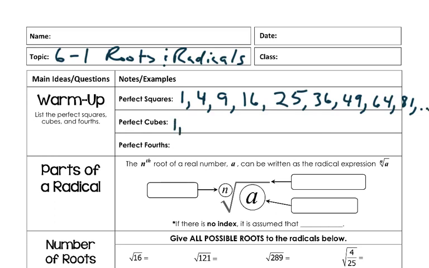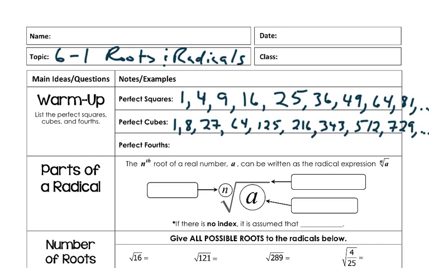Okay, perfect cubes. 1, 8, 27. Trying to leave some space here. 64, 125, 216, 343, 512, 729. Okay, and then perfect fourths.